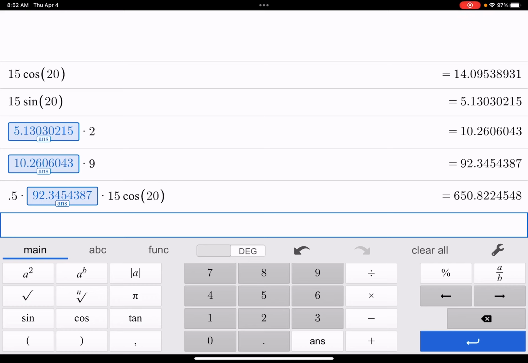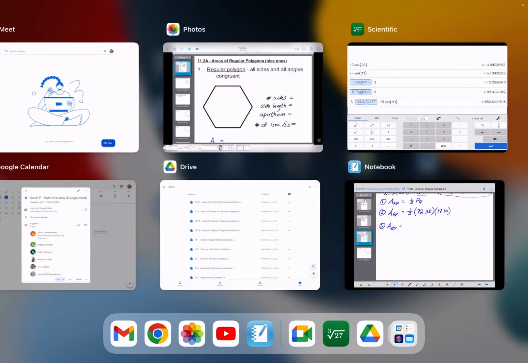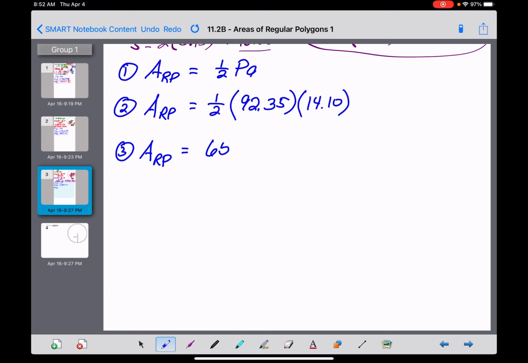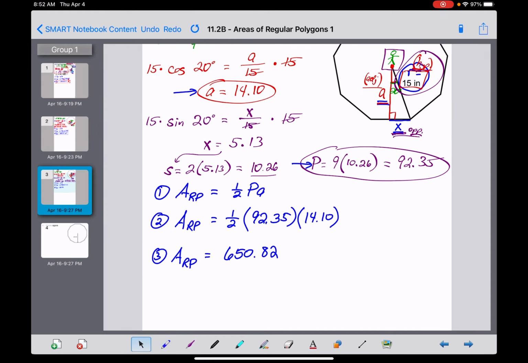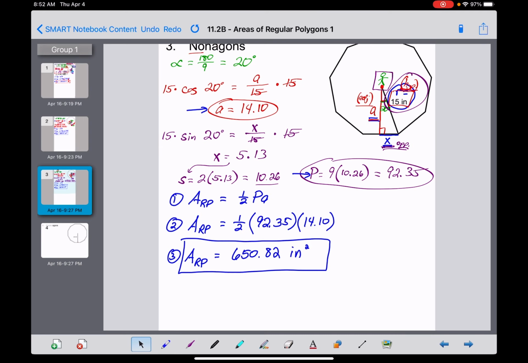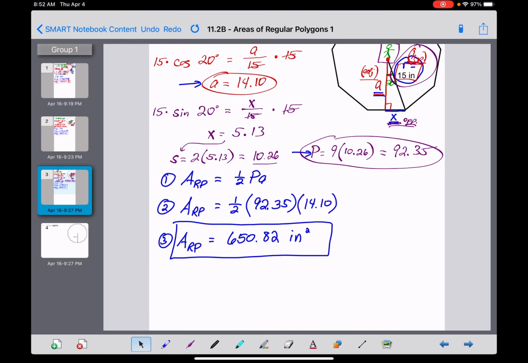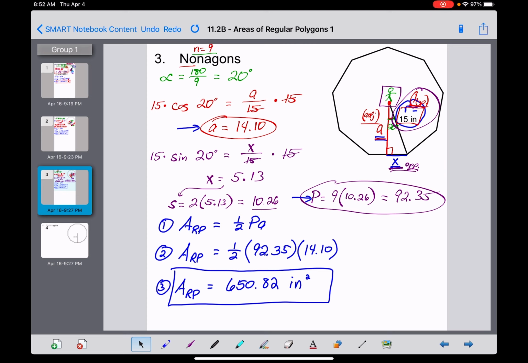If we've done this properly, then I think the most accurate answer we could possibly get here is what I have now, 650.82. So let me write that down, 650.82. Everything in this problem was being measured in inches, so that means that our area now is square inches. So on a problem like this, guys, where you had to do trig to find both the perimeter and the apothem, I'm going to have to give you guys a little bit of leeway in terms of the rounding right there. If you got something close to it, I think I'd give you full credit for it, but that's where we're at.